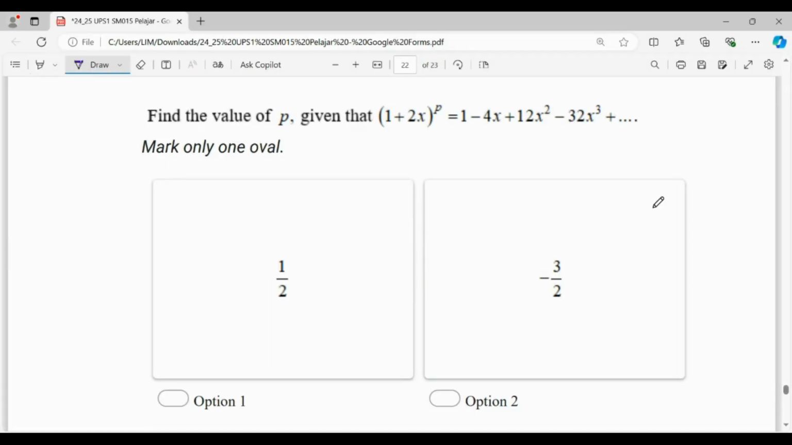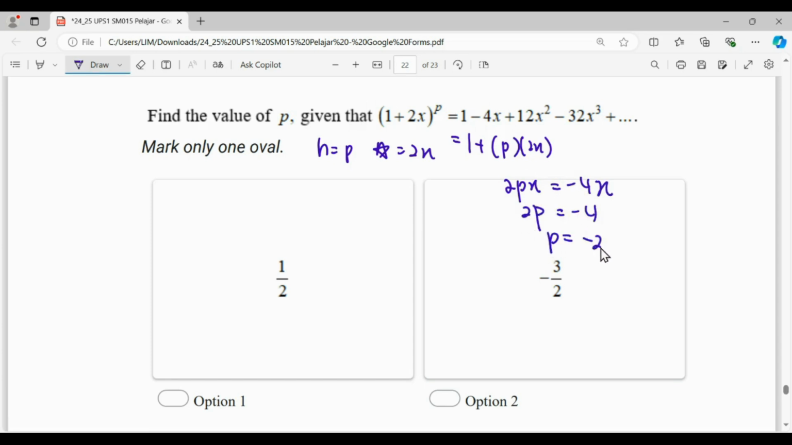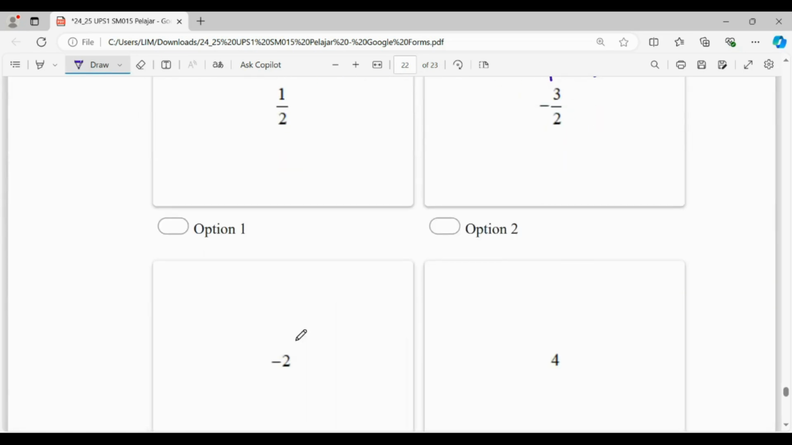Find the value of p given that your expansion is given here. As we see, we have a power here, 1. So our n here is p. Then our star here is 2x. Following the formula, it will be 1 plus n star. So 2px will be equal to negative 4x. Therefore, 2p is equal to negative 4. p is equal to negative 2. So by using the term number 2, also we can find out the value of p.